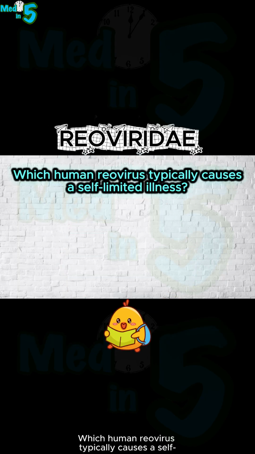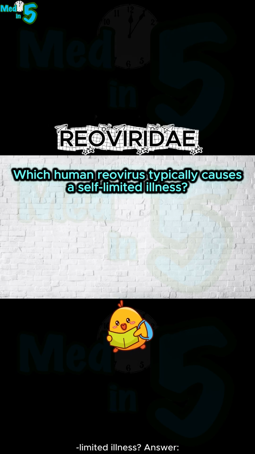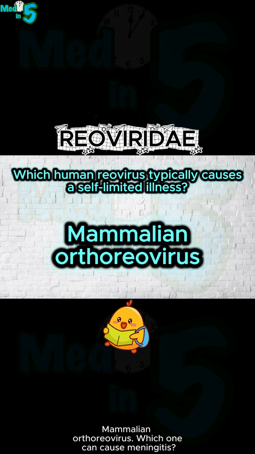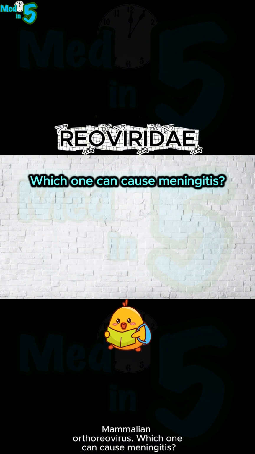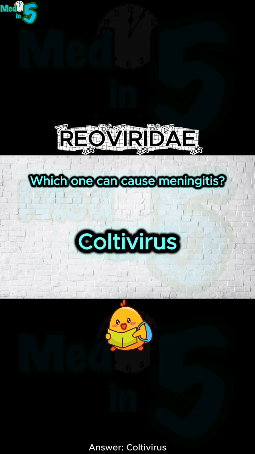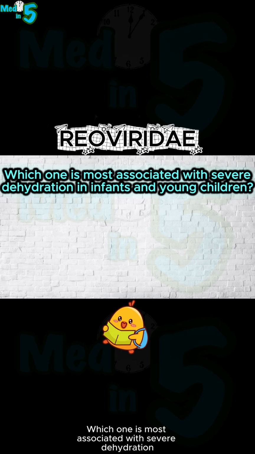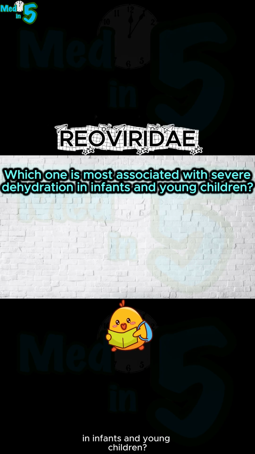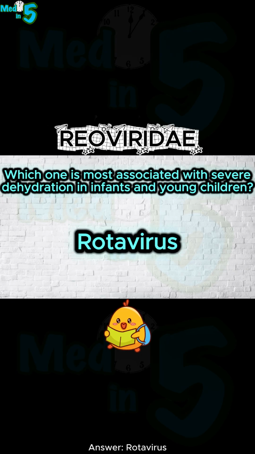Let's review. Which human reovirus typically causes a self-limited illness? Answer: Mammalian Orthoreovirus. Which one can cause meningitis? Answer: Coltivirus. Which one is most associated with severe dehydration in infants and young children? Answer: Rotavirus. All correct. Clutch.